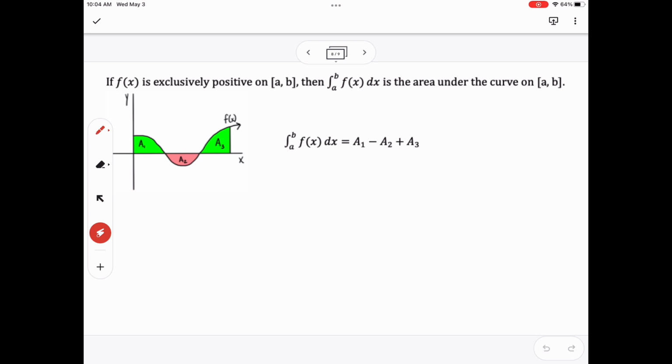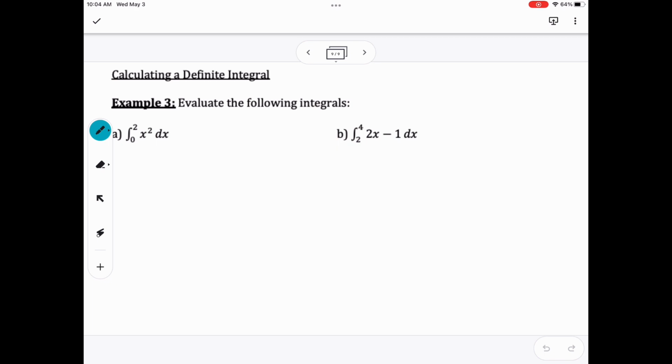One thing to keep in mind is that we can have negative area. So when your curve goes below the x-axis, you are able to get a negative value. So area 1 subtracted from area 2 plus area 3 would be that area, something to keep in mind down the road. So here we want to find the definite integral of the function x squared from 0 to 2.